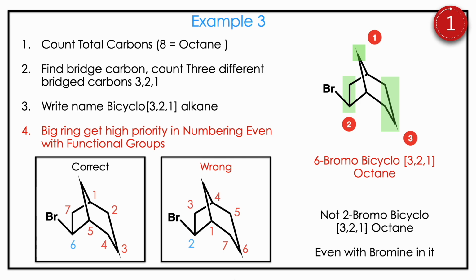But don't confuse this with the normal nomenclature. Even though bromine is the substituent, the ring has the highest priority. So bromine is in the sixth position. If you look at the name, 3 carbons on one side, 2 carbons on another side, one is the single carbon bridge. Here bromine is at the second bridge carbon. So the name will be 6-bromo bicyclo 3,2,1 octane, totally 8 carbons, octane. The name should not be confused like 2-bromo bicyclooctane, even though it has bromine in it. If you count the total carbon atoms, there will be 8, so the parent will be octane.